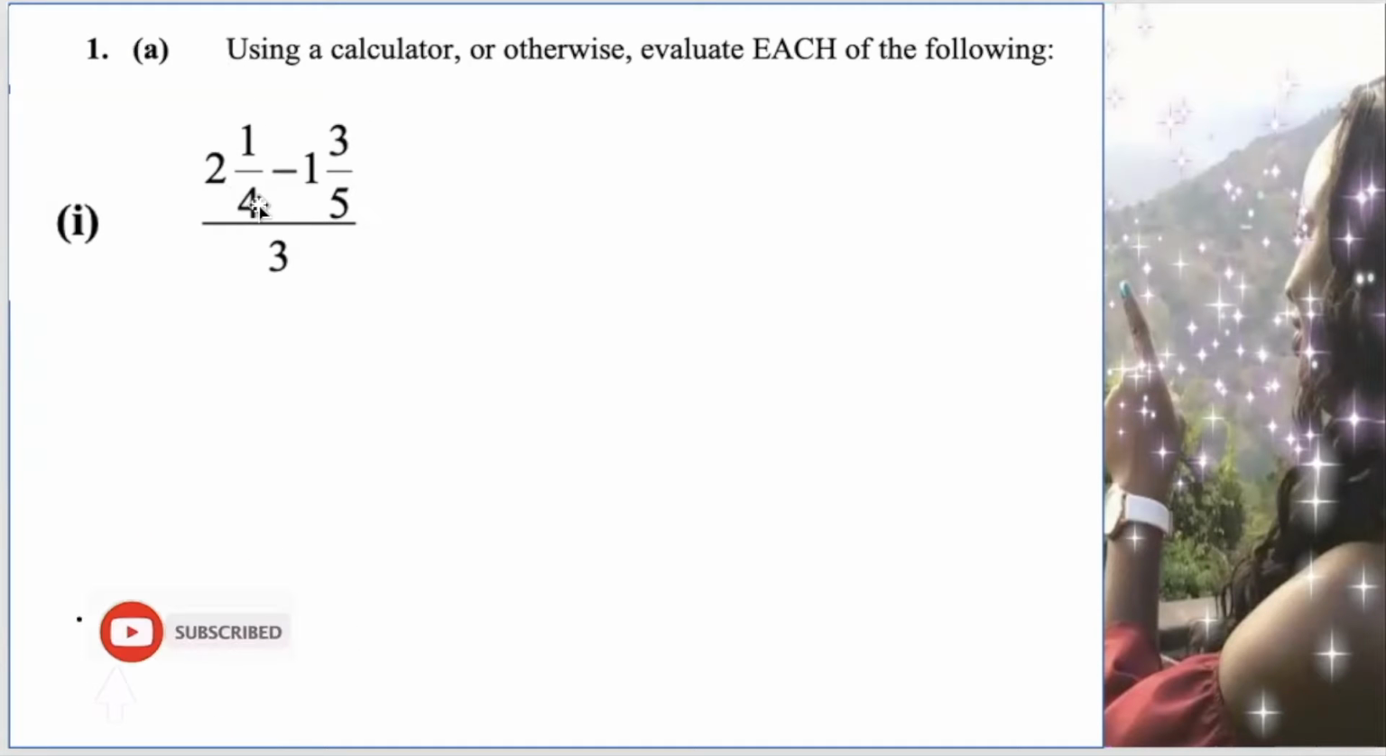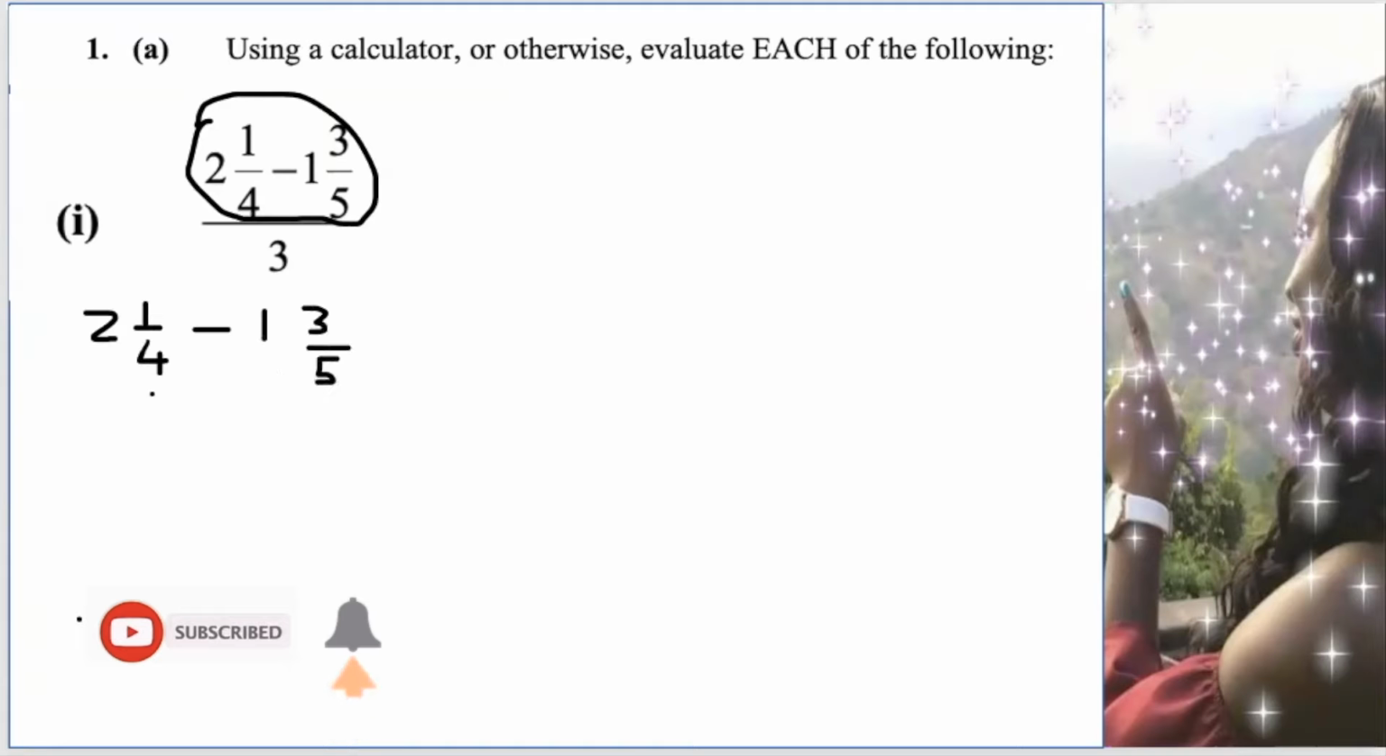First, let us work with the numerator. So I'm going to take my numerator, which is 2 1/4 minus 1 and 3/5. I will be changing this to an improper fraction, so I multiply 2 times 4, that's 8. Then we add 1, so that gives me 9/4. Minus, multiply 1 times 5, that's 5. Add the 3, so that gives me 8.